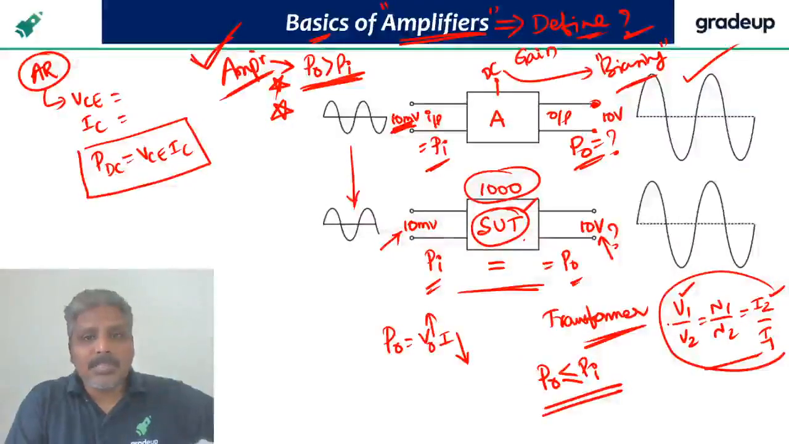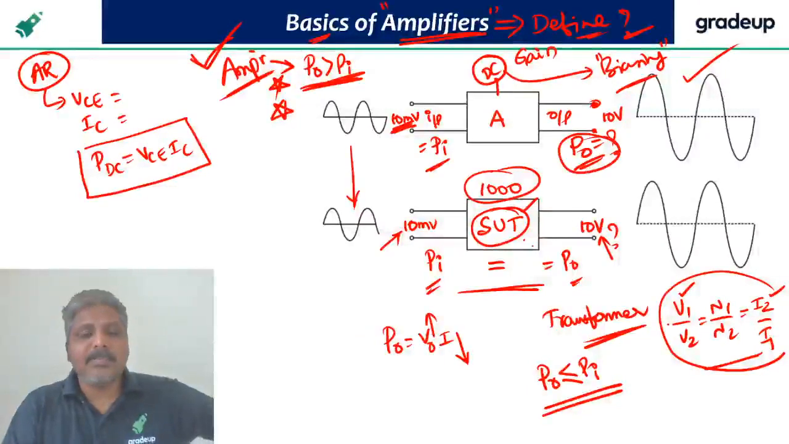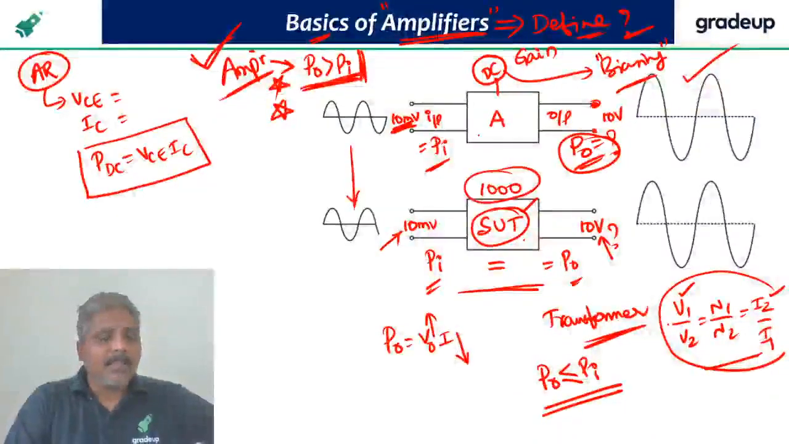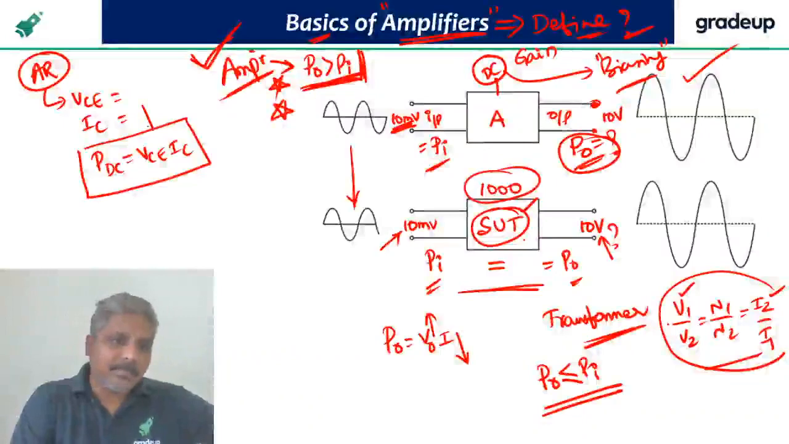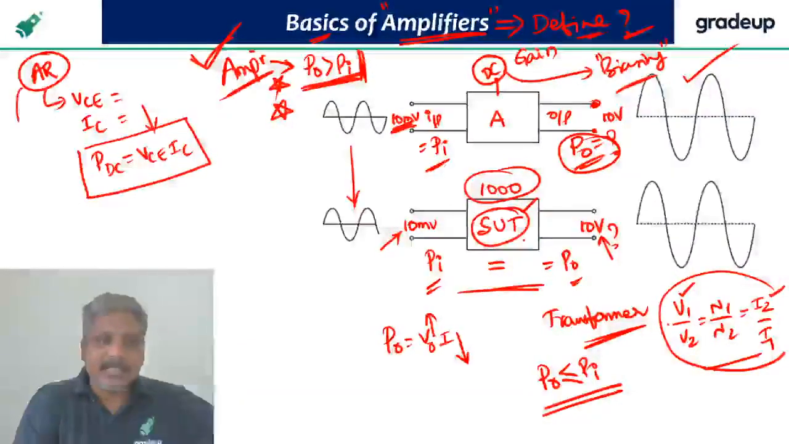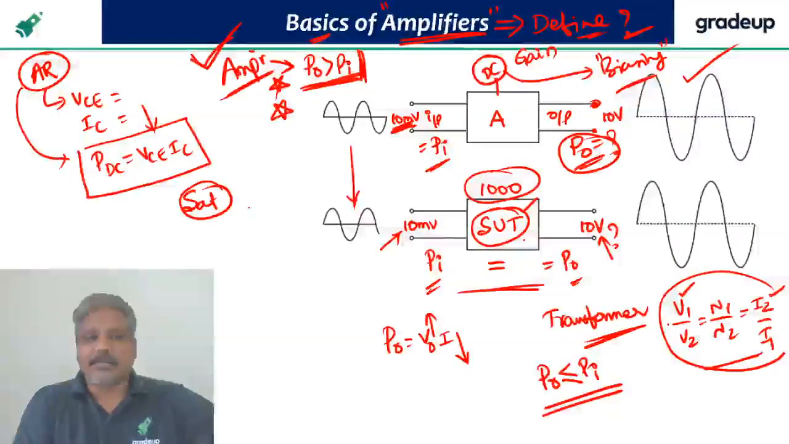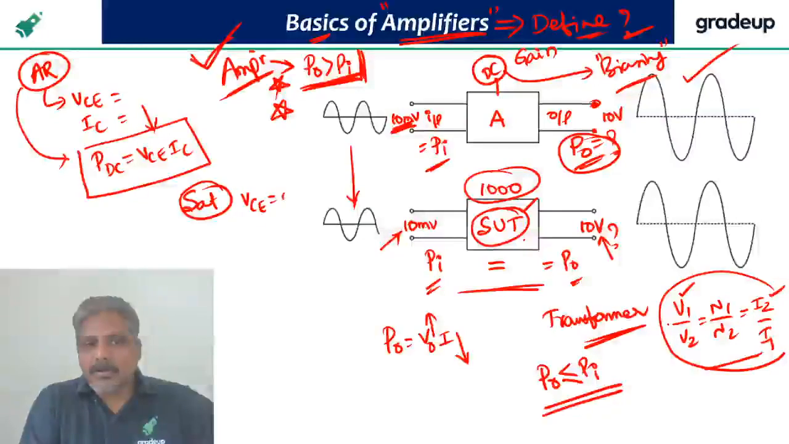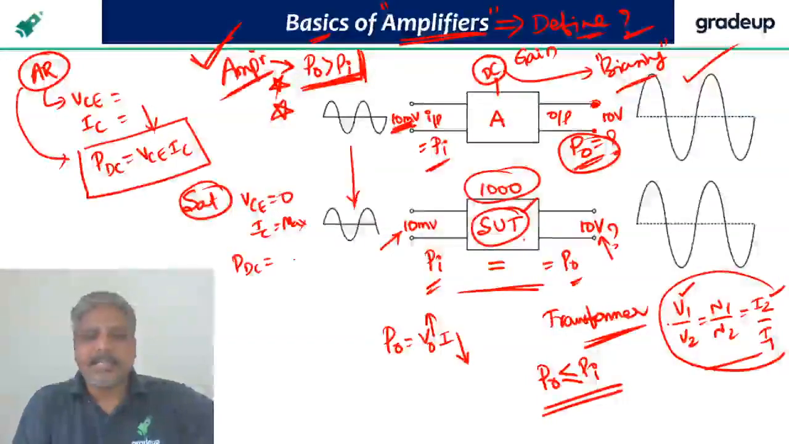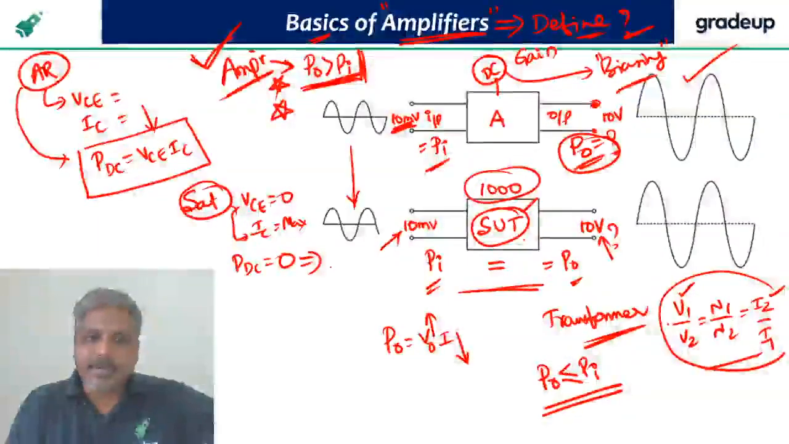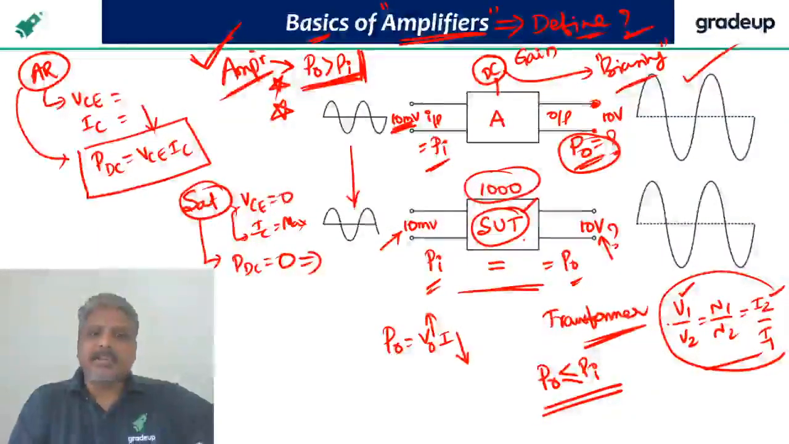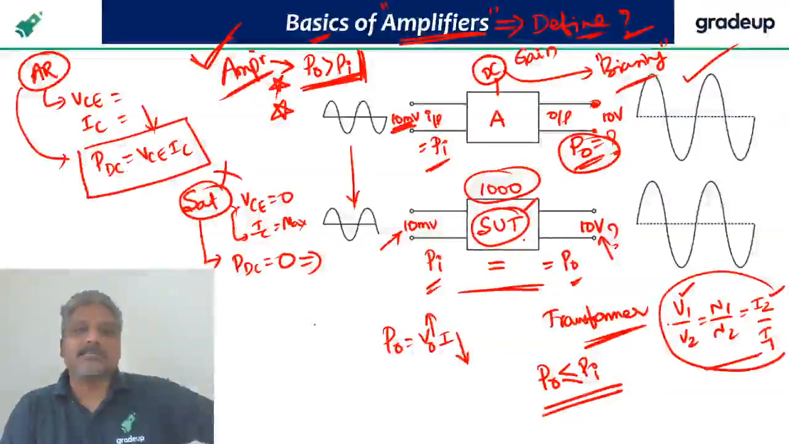Why? When you don't supply extra power, from where is that extra power coming? It's not possible, right? If you want output power higher than input power, there must be some additional power supplied. That is what we are supplying in the form of DC when it is in the active region. If I am operating the transistor in saturation, VCE is equal to 0, IC is maximum, but the PDC we supply to the transistor is 0, since the product of these two is 0. That means you are not supplying DC power in saturation, so you cannot use it as an amplifier.